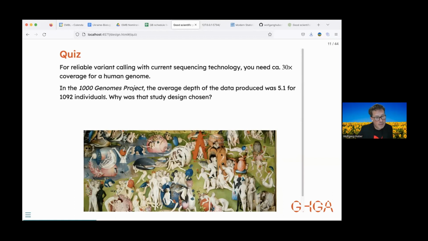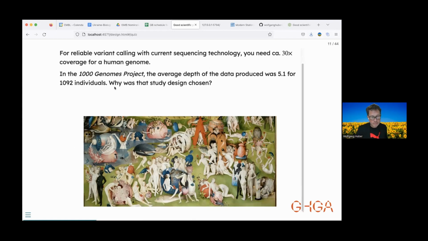The other obvious choice would have been, for instance, to take 170 individuals and do each of them at 30x coverage at about the same cost. So here you see those kinds of thoughts or trade-offs. How you allocate precision per subject, per replicative unit, can have important consequences.